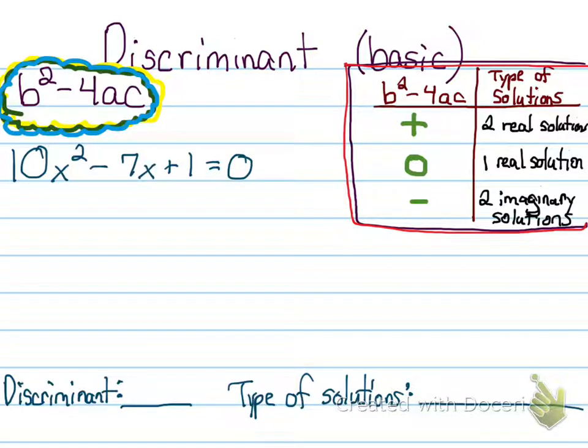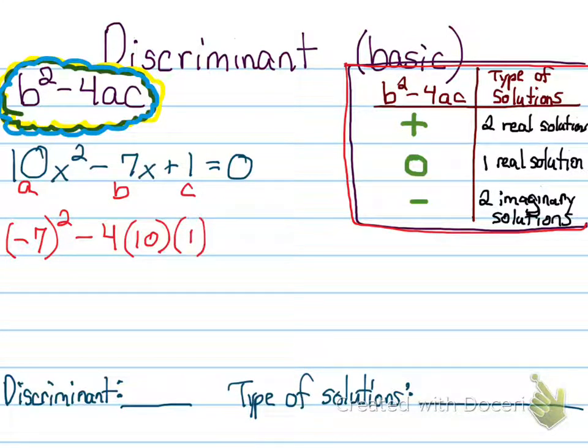All right, let's look at our first example. I'm going to go ahead and label my a, which is 10, b, which is -7, c, which is 1. And then when I plug it into the formula that says b squared minus 4ac, I will plug in -7 squared, because that's my b, minus 4 times 10, because that's my a, times 1, because that's my c. When I type that in the calculator, it equals 9. So my discriminant is 9.